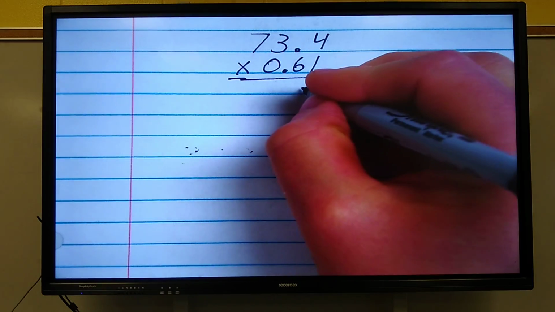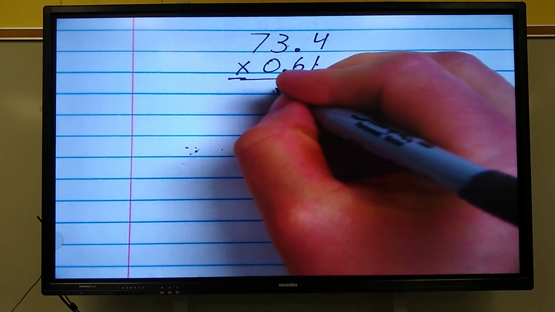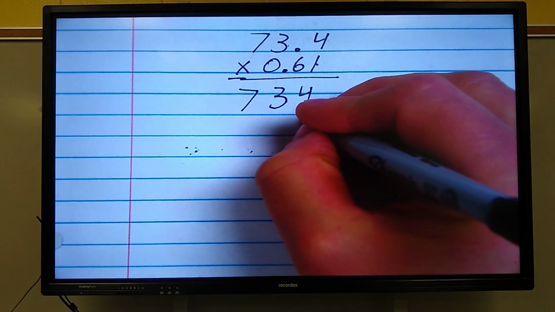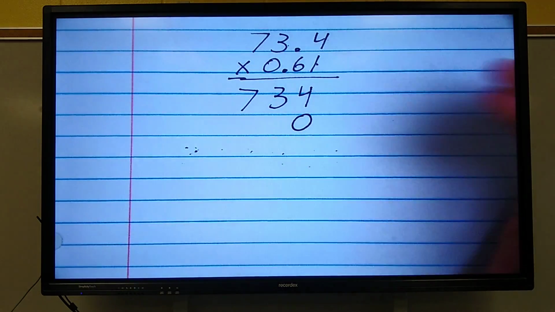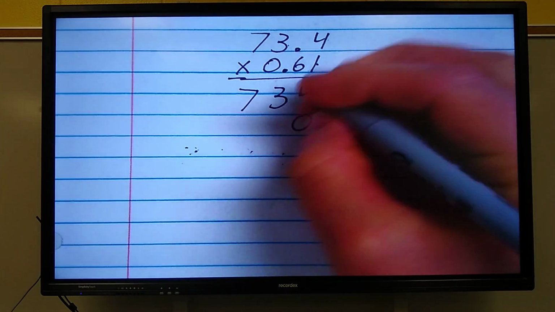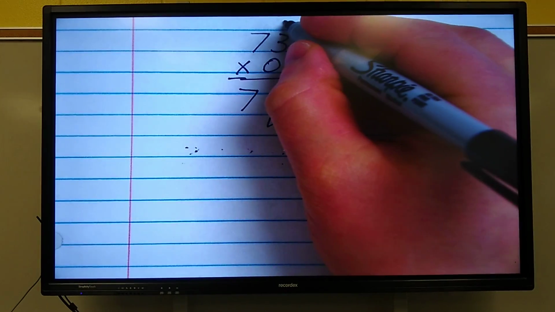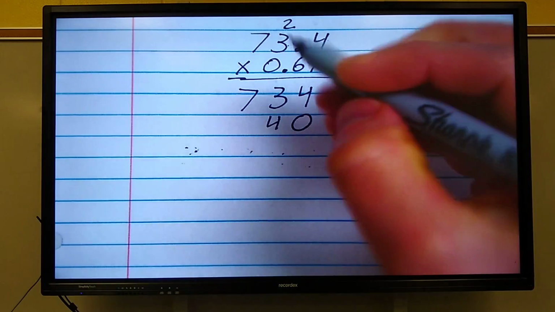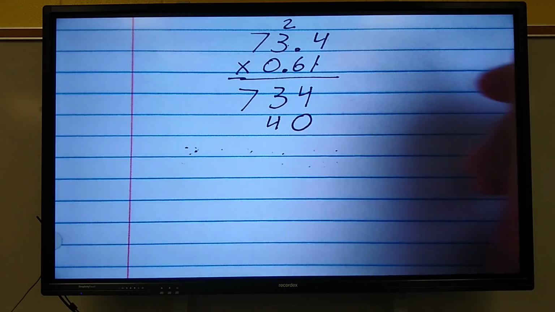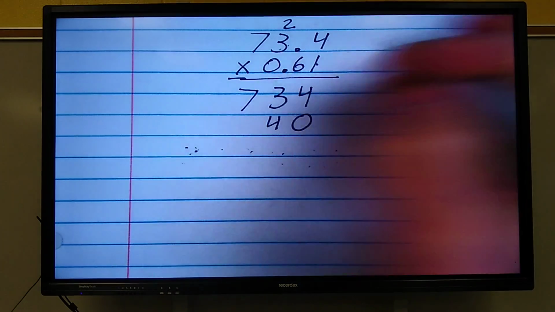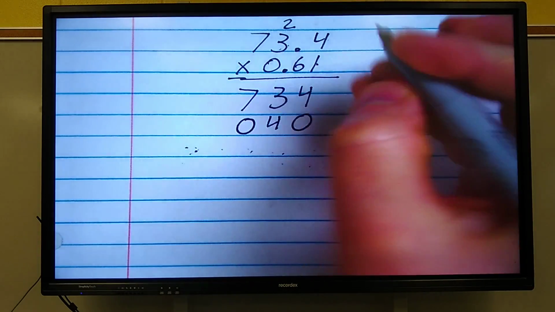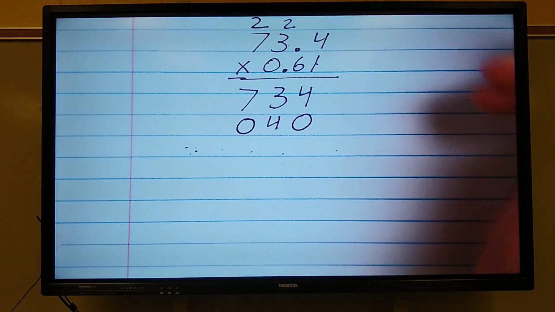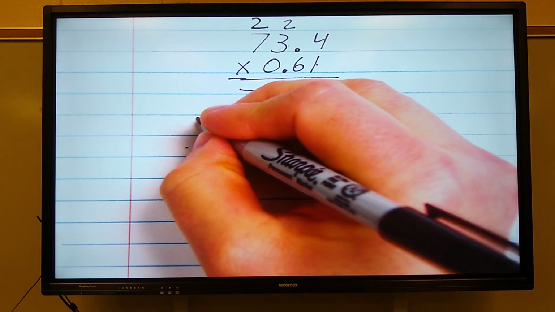1 times 4 is 4. 1 times 3 is 3. 1 times 7 is 7. Bring down the 0. 6 times 4 is 24. Bring down the 4. Carry the 2. 6 times 3 is 18. 18 plus 2 is 20. Bring down the 0. Carry the 2. And then 6 times 7 is 42. Plus 2 is 44.